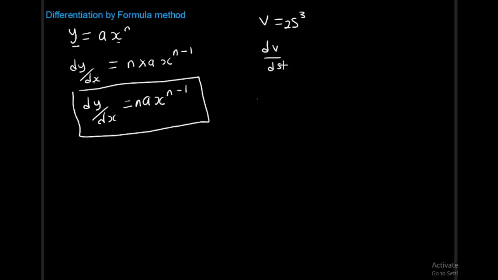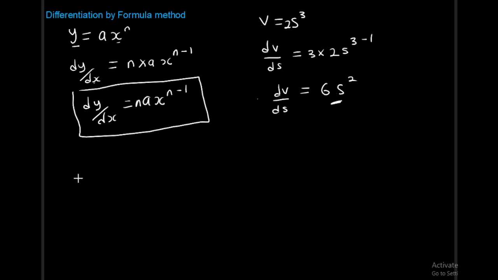So we have dv/ds equals power multiplied by coefficient. We have 3 times 2. Rewrite the term you're differentiating with respect to, which is s. Subtract 1 from your power, which is 3 minus 1. That's just it. So our final answer here will be dv/ds equals 3 times 2, which is 6s raised to the power 2. That will be your answer there.